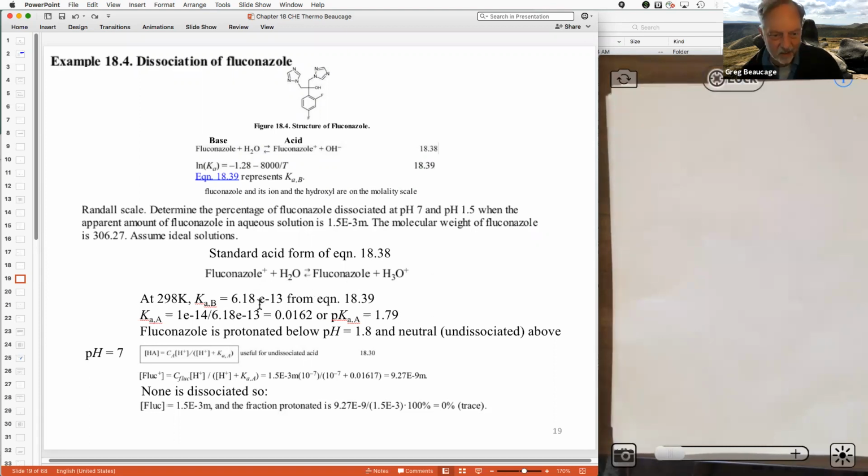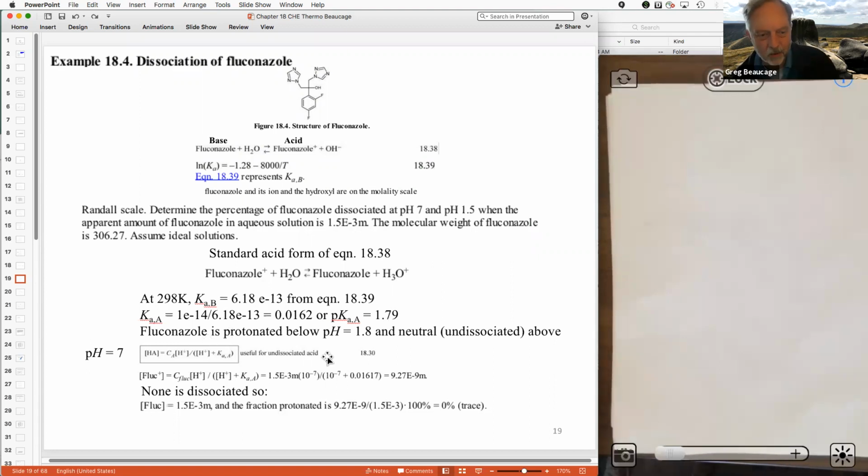Then the base constant was 6.18e-13, and then you divide the water constant by the base constant, and you get the acid constant, which is 0.0162. So it's less than 1, meaning this thing is going to be a base. The reaction isn't going to go in that direction. If you take the log of that, you get a pKa of 1.79. That's the magic point on the plot, and we'll see where that magic point is later.